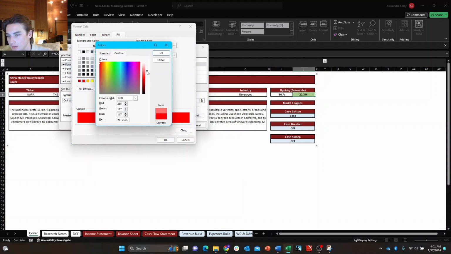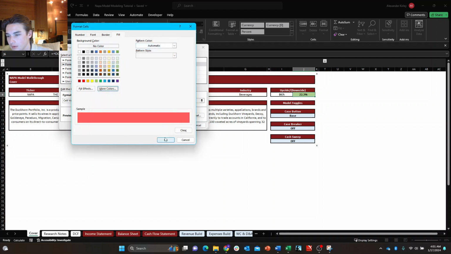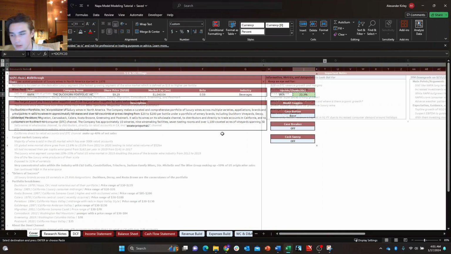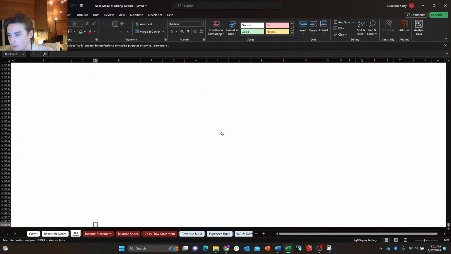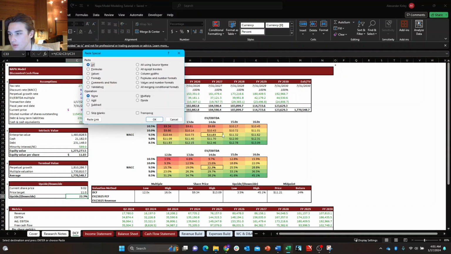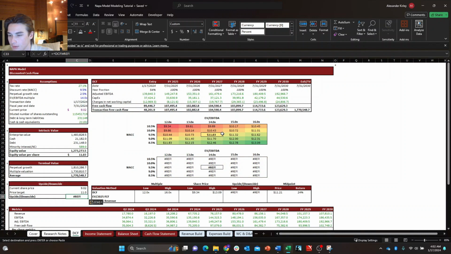Knock it down a little bit. That's absurd. Great. Excellent. I'm going to copy this, bring it down to here. Where's the conditional formatting? There we go. Oh my god.